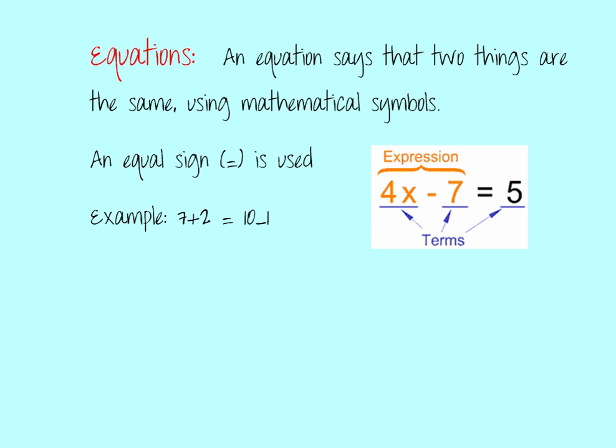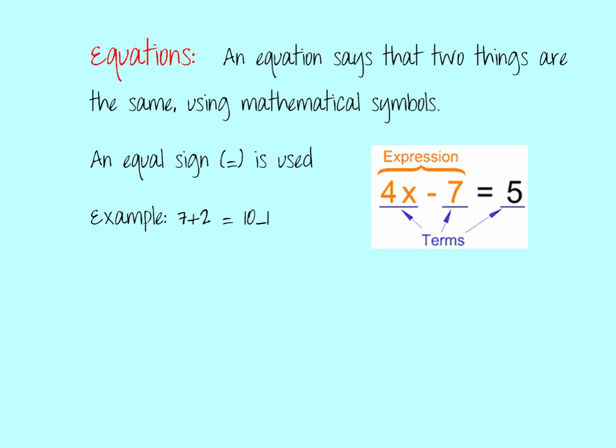Oh, I'm sorry, not problem 1. We're just going to quickly review what the equation is. Then we'll get to problem 1. An equation is when you have two sides. The first side is the expression, and then you have it equal something. Okay, it can be reversed. It could be 5 equals 4x minus 7, where you have your terms. We talked about terms.